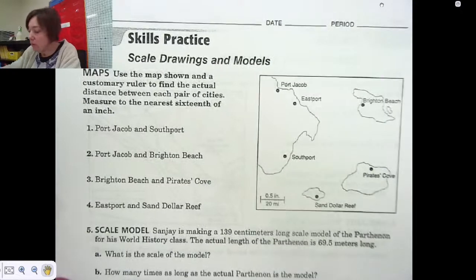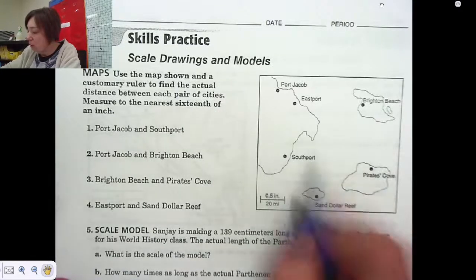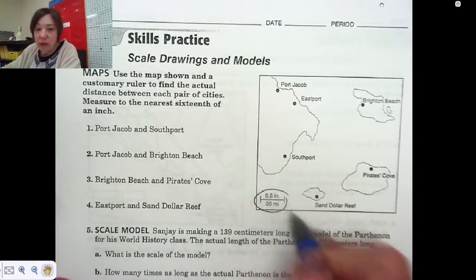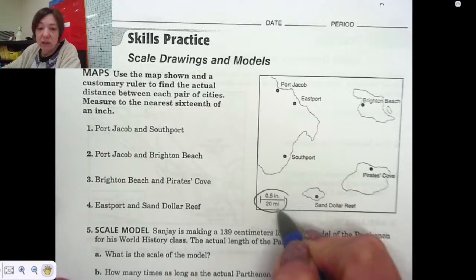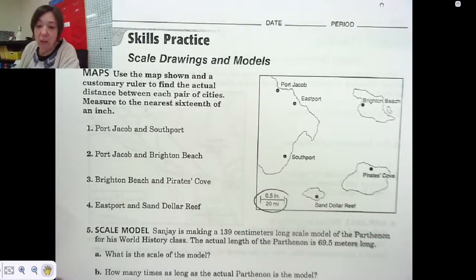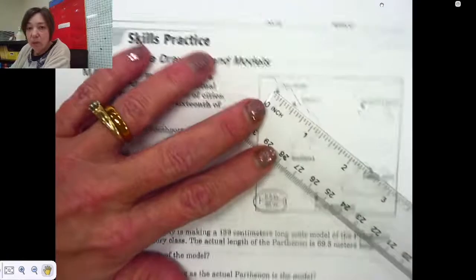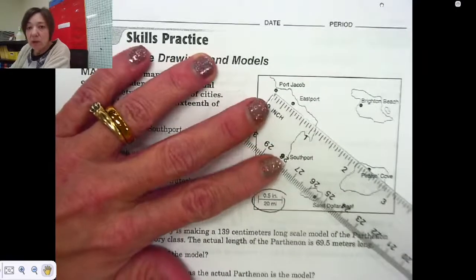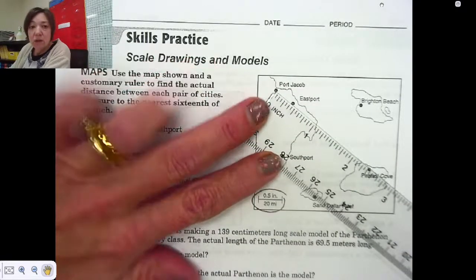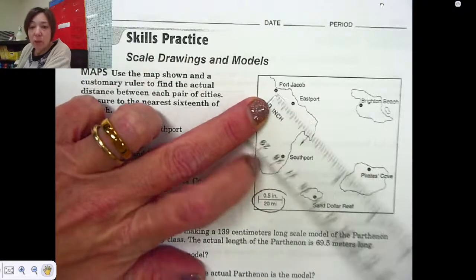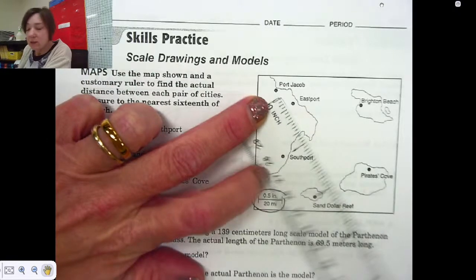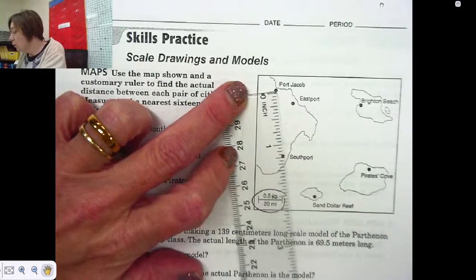Now what you have to notice is down here in the bottom, we have a scale. So every 0.5 inches is equal to 20 miles, okay? So it's asking for Port Jacob and Southport. So we're going to take our ruler on the inches side. We need to measure with inches. And we're going to measure from Port Jacob to Southport. Where's Southport? It's way down here. Okay. Port Jacob to Southport.